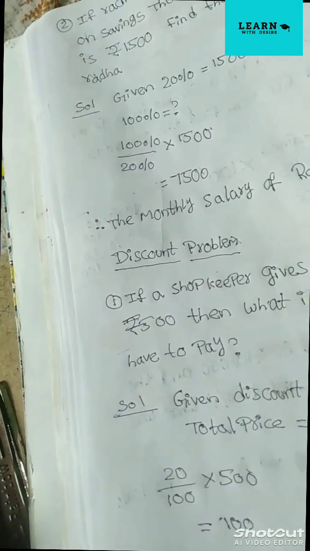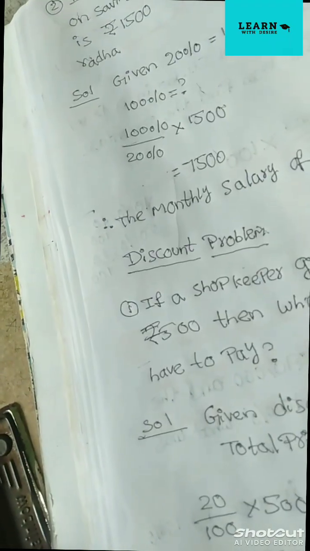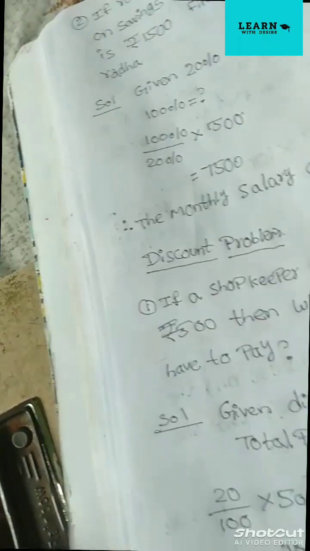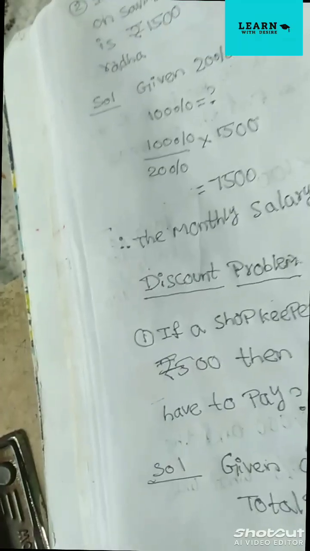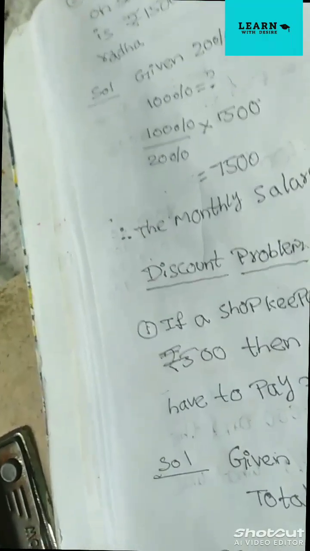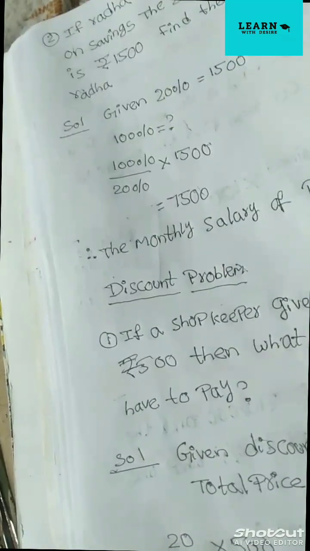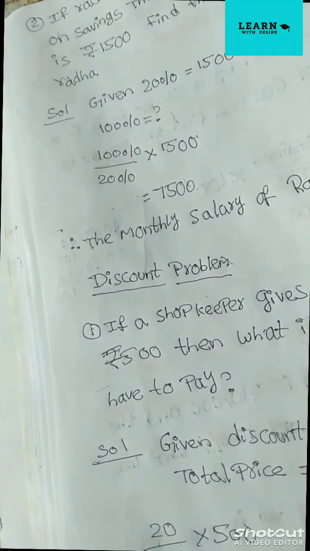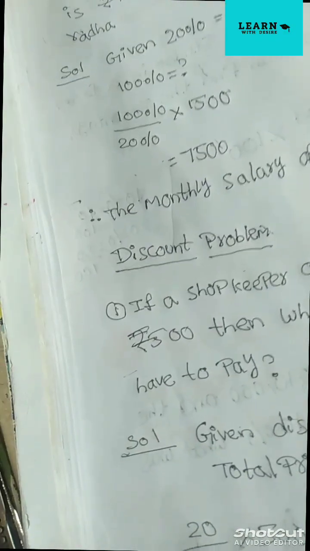To calculate the total amount of her salary, we have to divide with the given percentage like this. Here we take 100 as the numerator and 20 as the denominator. Here why 20 means, in the question they gave 20%. That's why here we take 20.